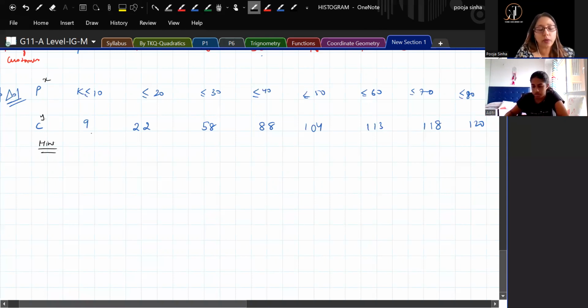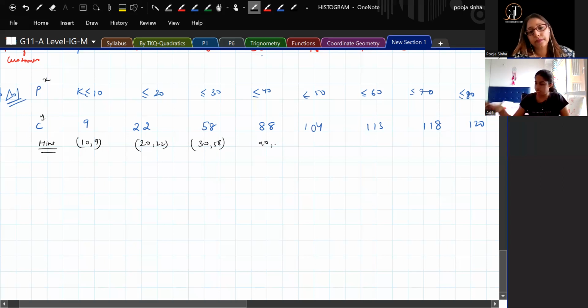So your plotting points would become 10, 9. Make sure that you write this so that when you start plotting it, it should not become a challenge for you. Next would be 20, 22. Next would be 30, 58. Make sure that you write this. 10, 9; 20, 22.